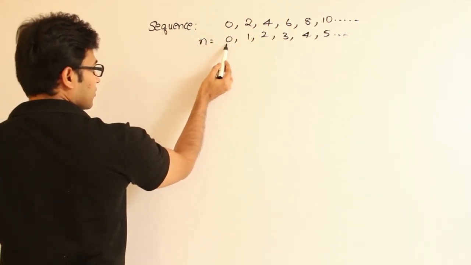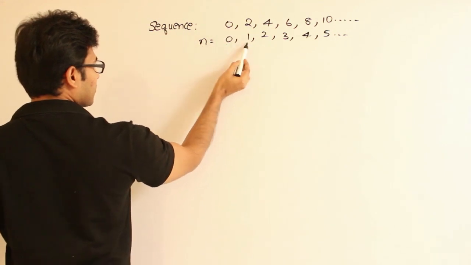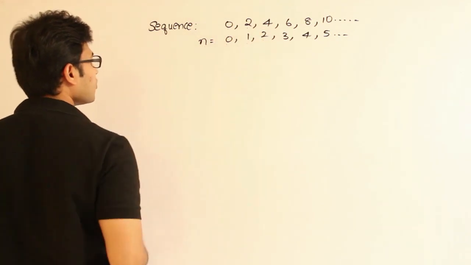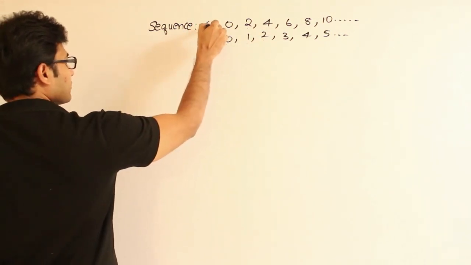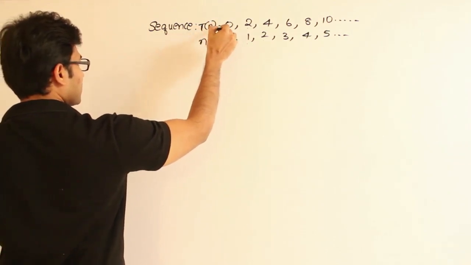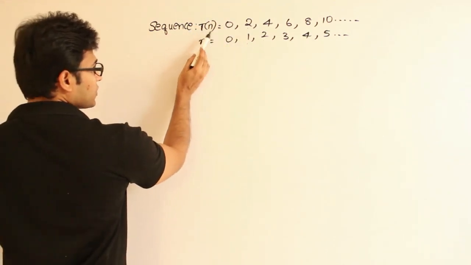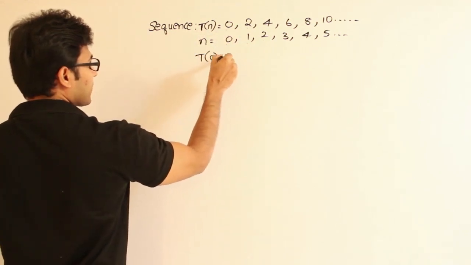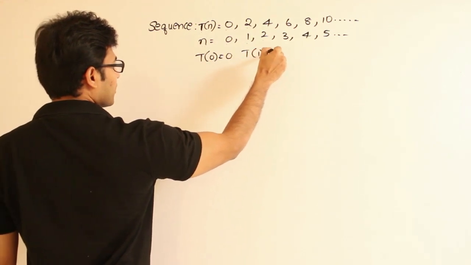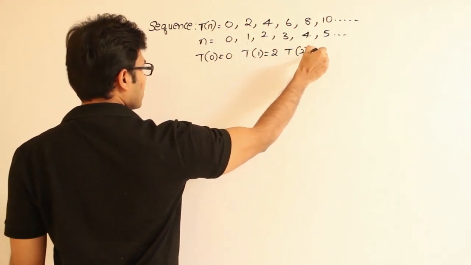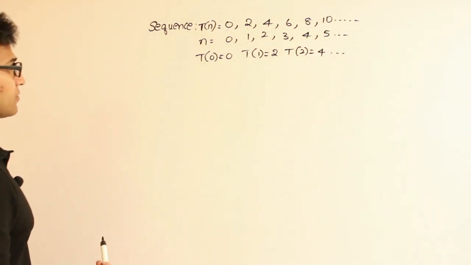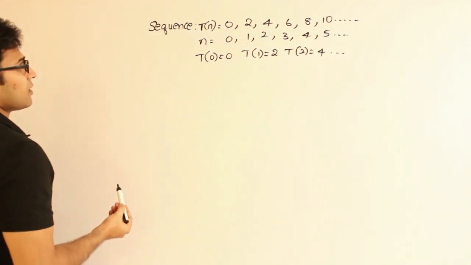Now when n equals 0, the sequence has the number 0. When n equals 1, the sequence has the number 2. When n equals 2, the sequence has the number 4. Let's call it t of n, or f of n, whatever it is. Therefore t of 0 equals 0, t of 1 equals 2, t of 2 equals 4, and so on. So that is how you can map it. Now that is called a sequence. Got it?